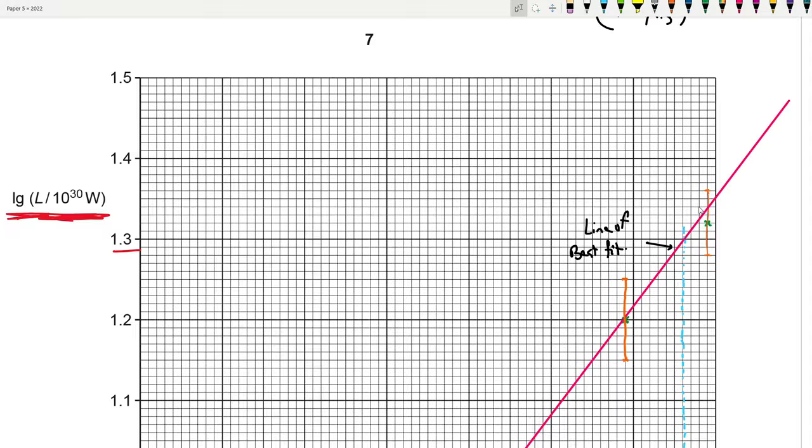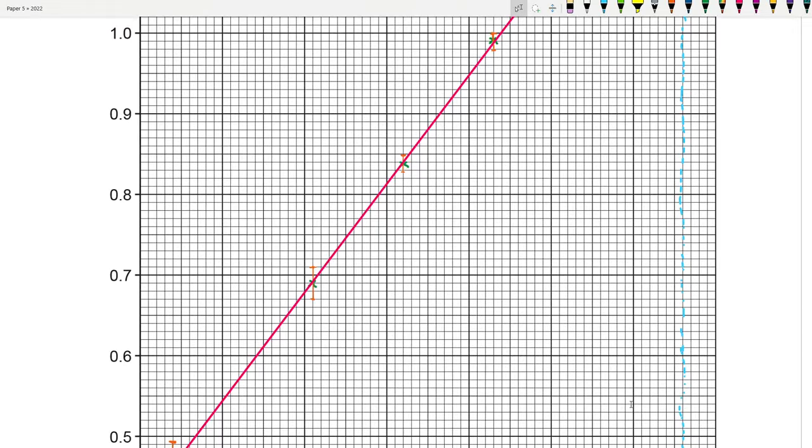Okay, so you have to subtract the gradients to find out the uncertainty, and to draw the steepest line, basically you need to use the upper bound of the last point and the lower bound of the first point. But that's not it. Just joining them won't be enough. You need to check if the line passes through all the error bars. If it doesn't, you need to edit it slightly.